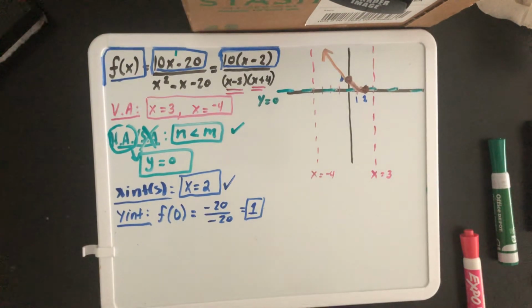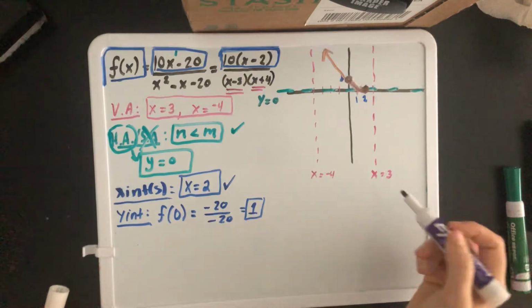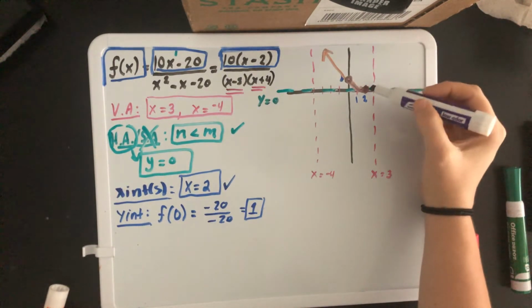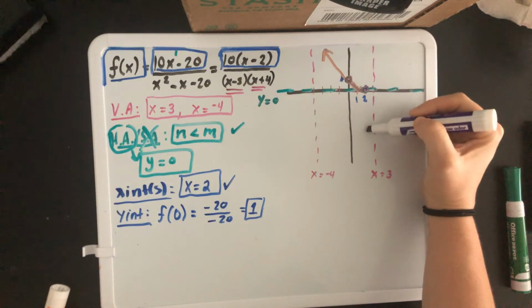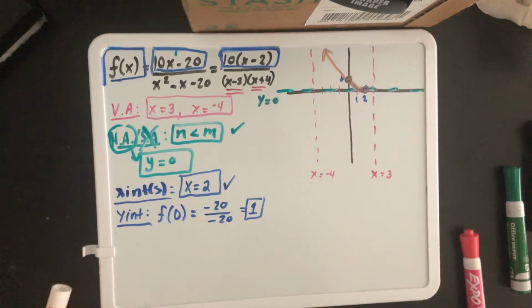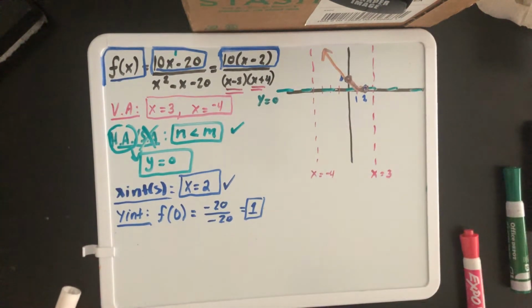Okay, but what else do I need? I need some test points. So let's get ourselves some test points. What do I mean by test points? I mean pick some points which are in the regions where you're not sure about. For example, I'm not sure, are you? After 2 here, am I going back up or am I going to come back down? So I'm going to pick a value to the right of 2, but still less than my vertical asymptote.